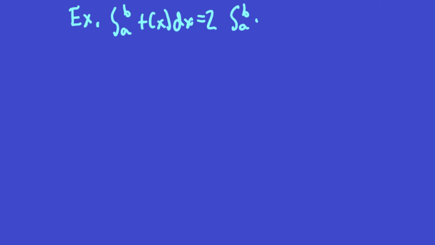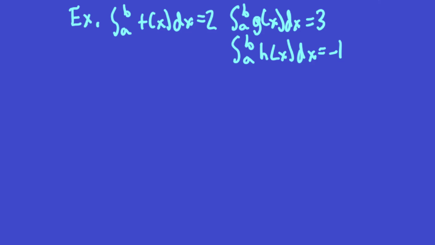For the example problem, we are given three givens. Basically, the integral from a to b of f of x dx is equal to 2. And then we also get the integral of g of x, which is equal to 3, and the integral of h of x, which is equal to negative 1. For reference, a and b represent the domain 2 to 3.